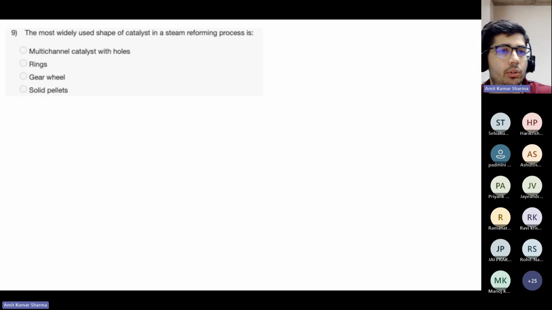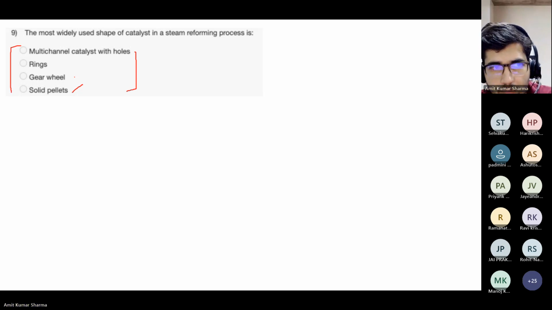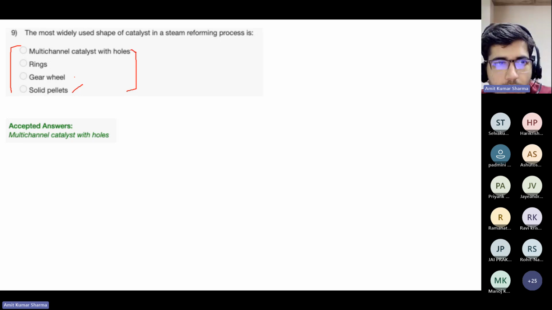The most widely used shape of catalyst in a steam reforming process. We can use multiple shapes. I think one of you has already asked this question. Rings, gear wheel, solid pellets, and multi-channel catalyst with holes. These are the available shapes, but the most widely used one is the multi-channel catalyst with holes.